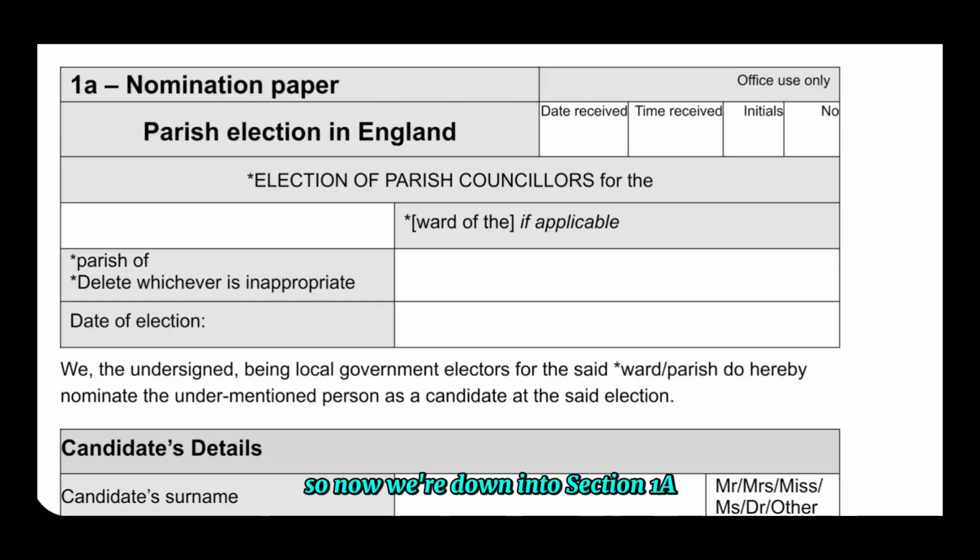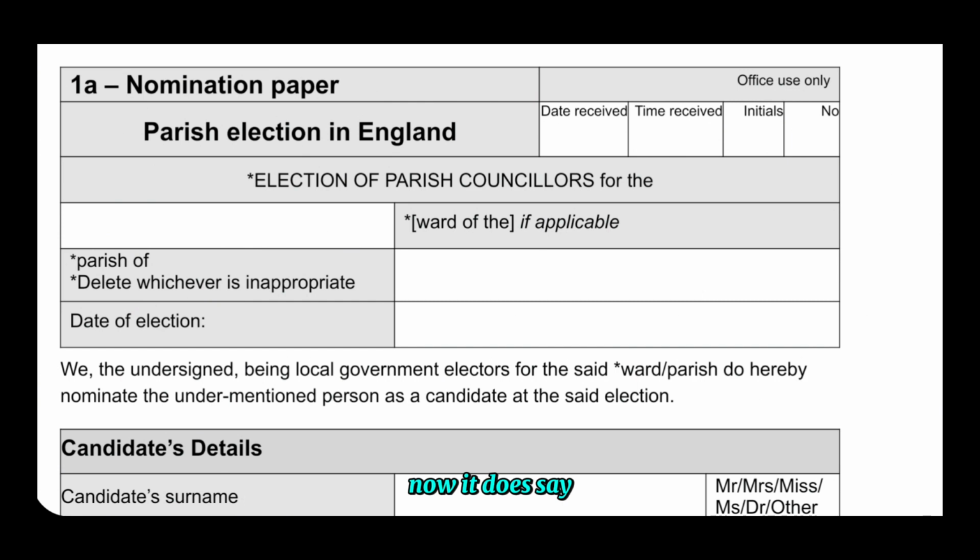So now we're down into Section 1A, which is the start of the nomination paper proper. The first line underneath that, the boxes that say date received, time received, initials, number, etc., those are for the S.O.D.C elections team. Just leave them blank. Coming down a couple of lines, you've got a blank section there next to ward of the, if applicable. We don't have wards in Wallingford. In certain areas, they split the parish down into different sections or wards, and people can contest the individual wards themselves. That's not something that we do.